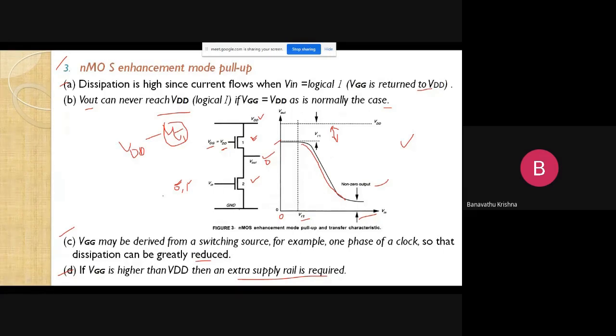So whatever may be happening, it is performing the inverter response. Input is 0, output is VDD, and input is 1, output is 0. This is the NMOS enhancement mode as a pull-up device.